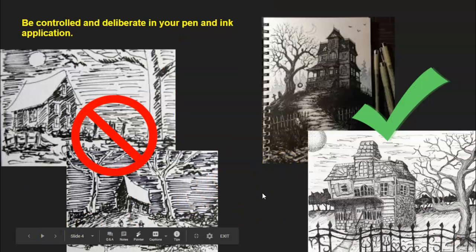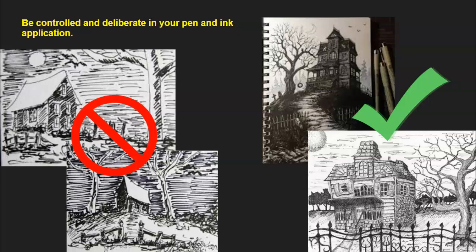Okay, so be controlled and deliberate in your pen and ink application. As you can see over here on the left, this is a very sketchy, loose drawing. This is not what we want for this project. That would be great for a plan or a sketch, maybe a thumbnail sketch or a rough draft, but you really want to be controlled and deliberate in your final, like the ones on the right. These are complete. They seem complete. It doesn't feel like any area was neglected.